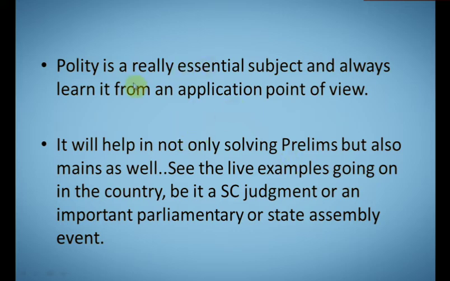If you prepare it in a rational way, you can write it for your mains also. Just by memorizing things, you will be able to solve only your prelims, and that too only some particular parts and not all sections of polity. For solving all the sections, you need understanding, not rote learning. So see the live examples going on in the country, be it a Supreme Court judgment or an important parliamentary or state assembly event. We have added examples from last year's prelims paper for you to understand better, and with that you can prepare for polity in the right way.